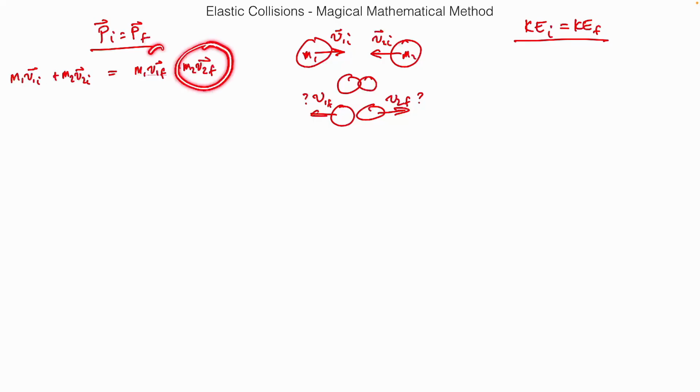This is an equation with two unknowns in it. We don't know what the final velocities are for the two objects. And so all by itself, it's not enough to figure out what's going on. We're going to get our second equation from the conservation of kinetic energy: 1/2 m1 v1 initial squared plus 1/2 m2 v2 initial squared equals 1/2 m1 v1 final squared plus 1/2 m2 v2 final squared.